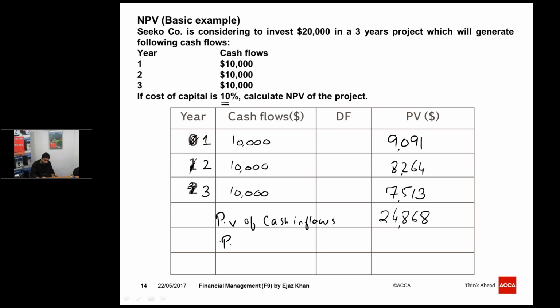Now let's see how much investment is required. That is present value of cash outflow. The required investment is $20,000. The maximum Seco company should invest is 24868, which is $4,868 high. So the net present value again is positive. Therefore, Seco company should go for this project.